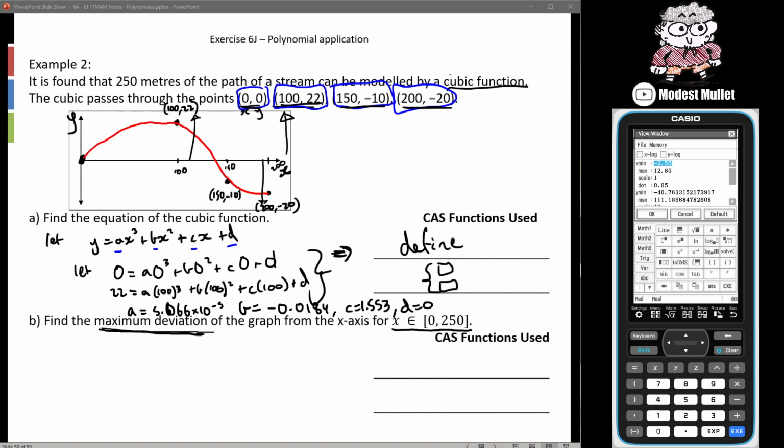Sorry for another interruption. Wife called again. Right, what were we up to? Finding maximum deviation. Oh yes, talking about the window.